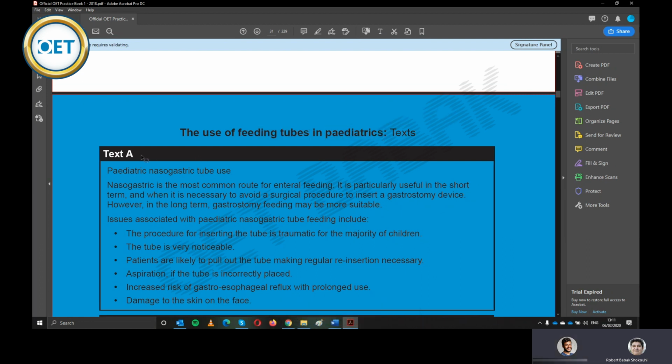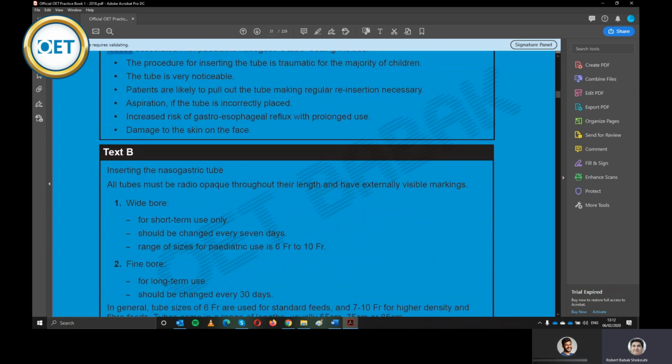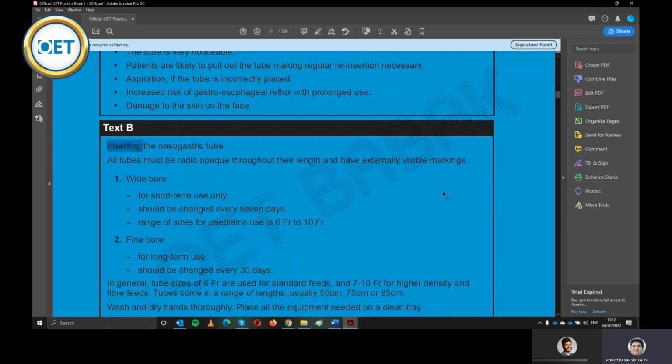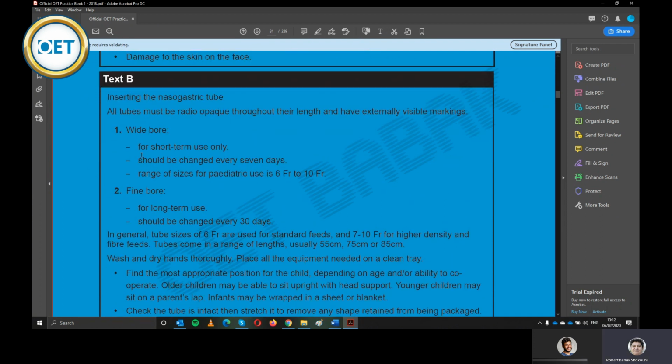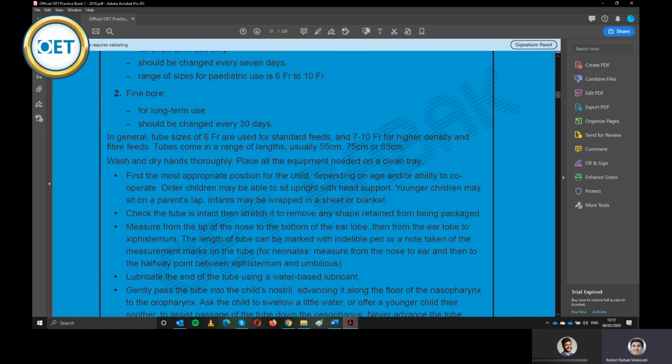Okay. Text A. So is most common route. So it says what it is. Specific pediatric issues. Okay, so it talks about some issues. Yes. So I go to the next part, inserting. Okay, so that is inserting. And there are two types, wide and fine. Okay. And so this is about the sizes. Yes. All right.